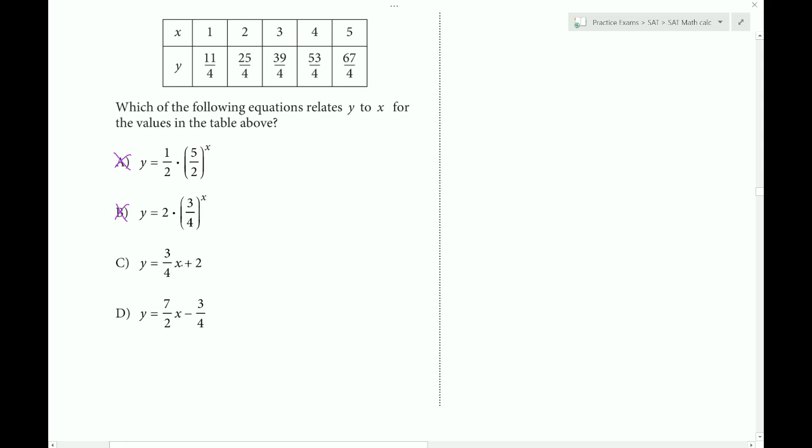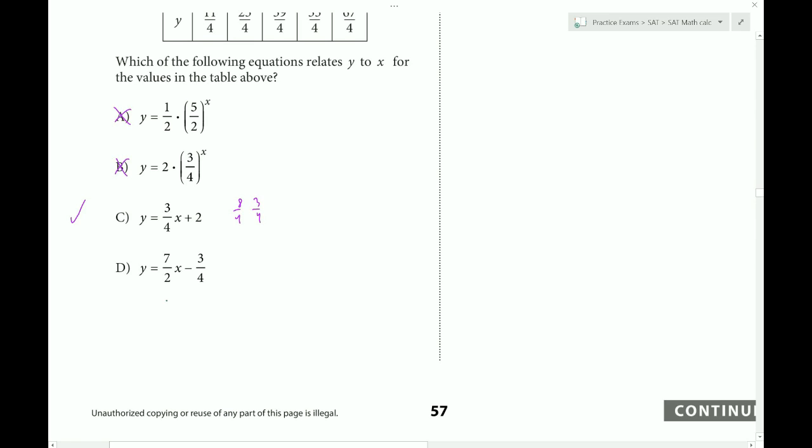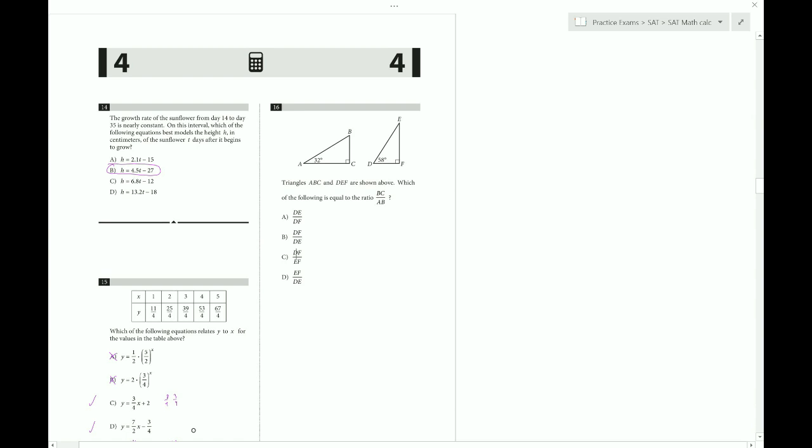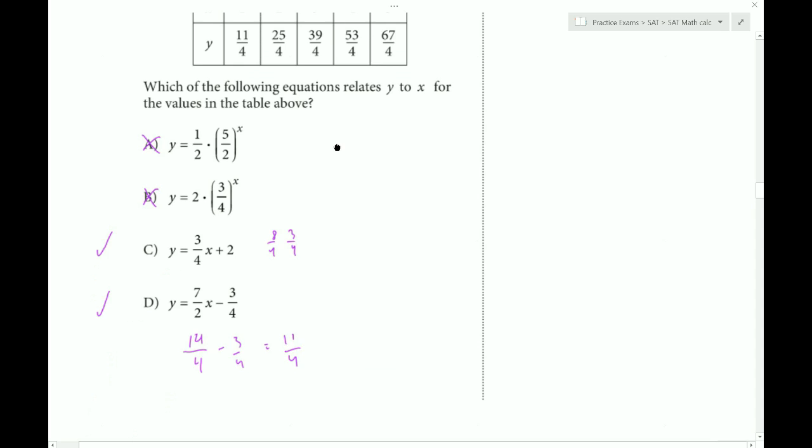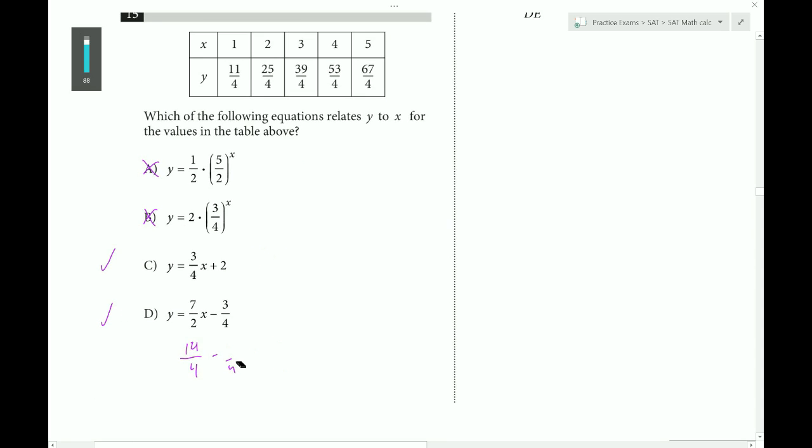Let's see. So if we plug in 1 here, we end up with 2 3/4, which, if you converted this into 8/4, that would be 11/4. That's good. If I plugged in 1 for the last one, I would get 7/2, which is really 14/4 minus 3/4, so that would make 11/4, right? So both of those work. The only difference is what the slope is. So the next point we'll be able to determine which of these is best.